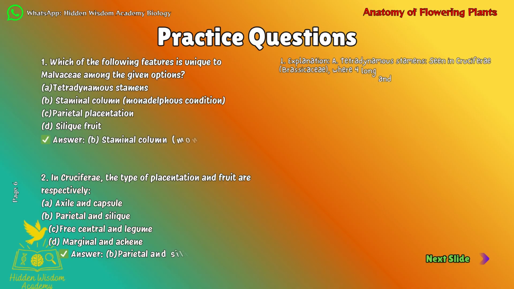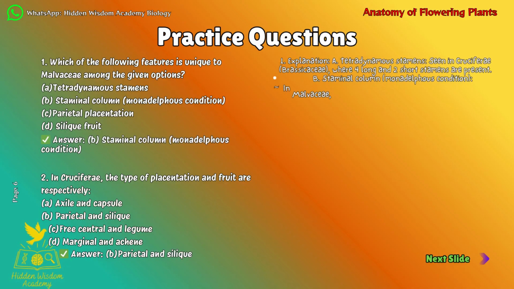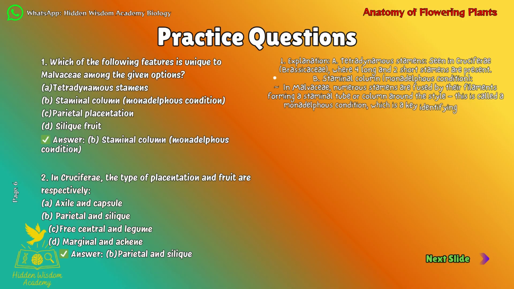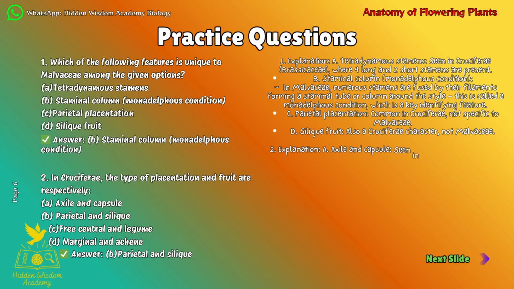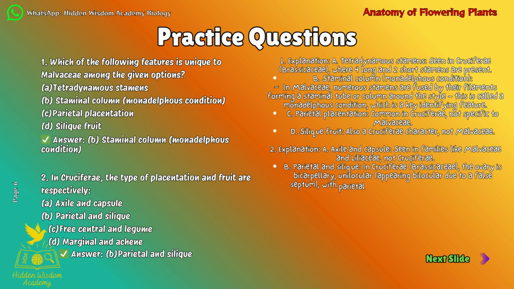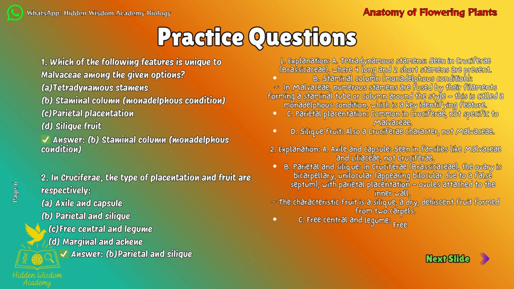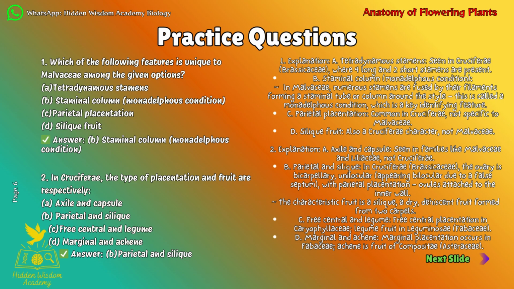Let's practice few questions to test your knowledge. Let's start with question 1. Which of the following features is unique to Malvaceae among the given options? Option A. Tetradynamous stamens. Option B. Staminal column, monodelphous condition. Option C. Parietal placentation. Option D. Silique fruit.